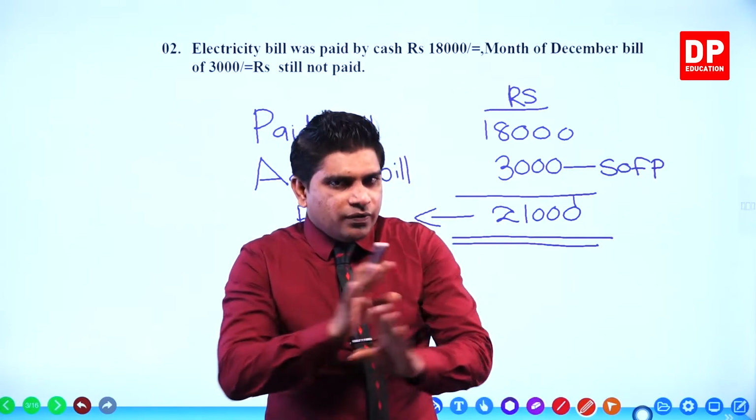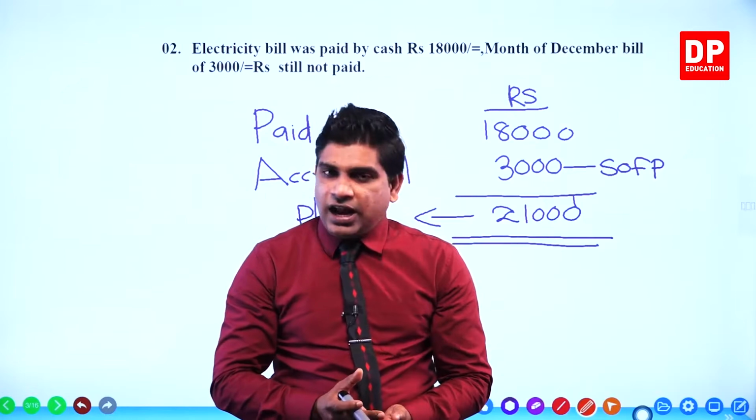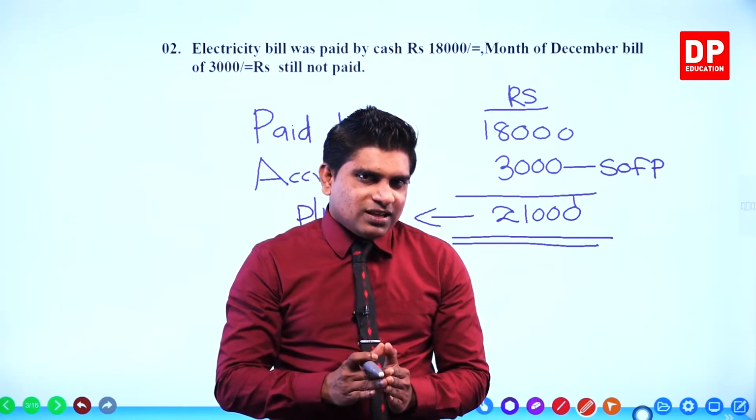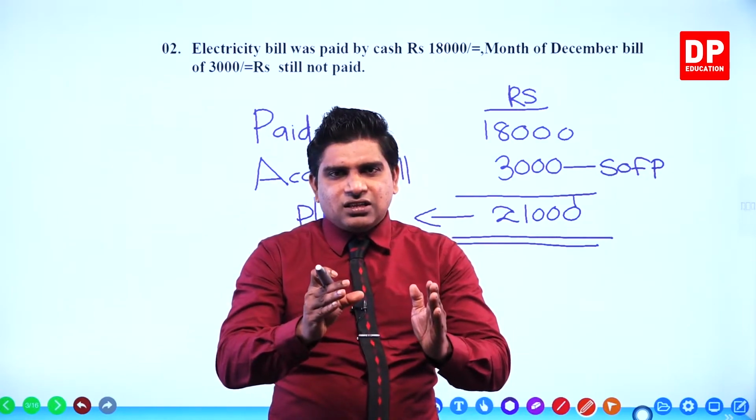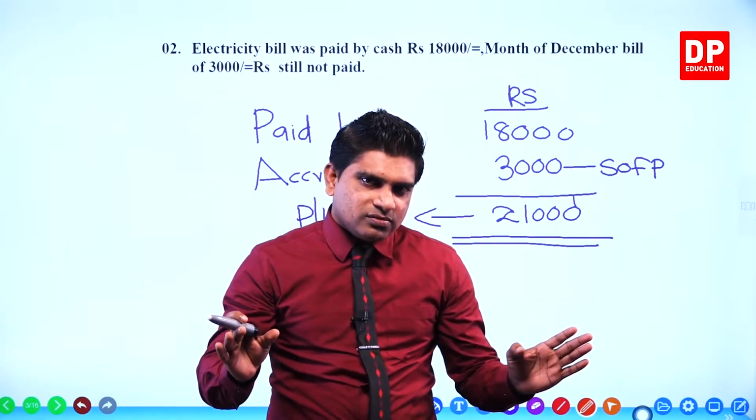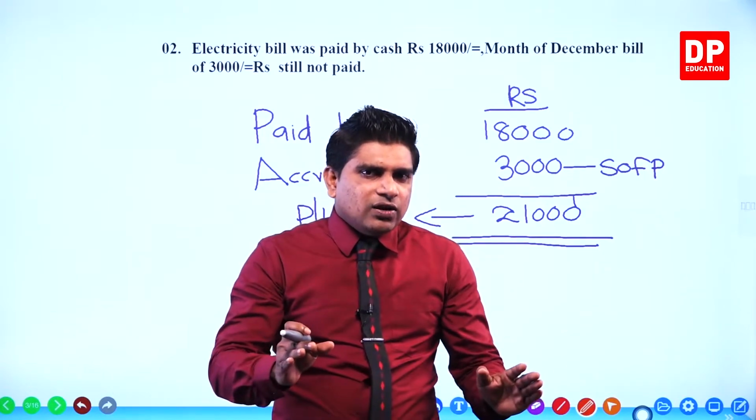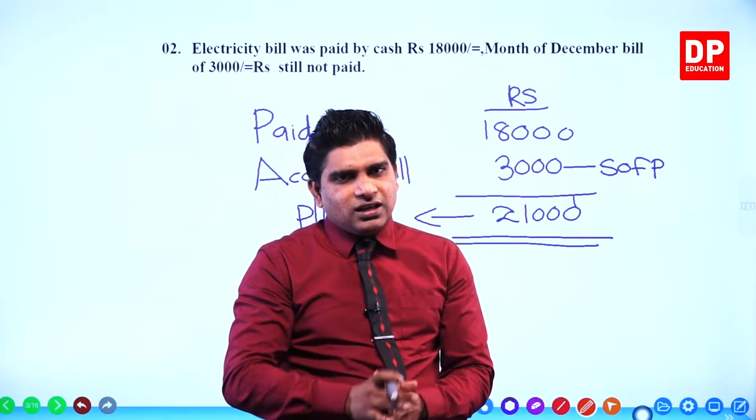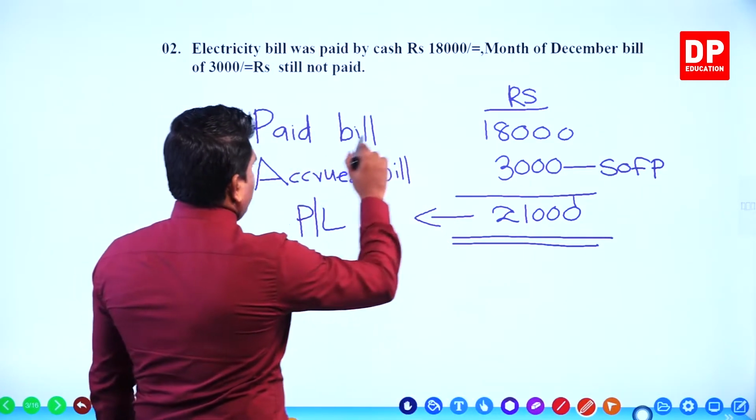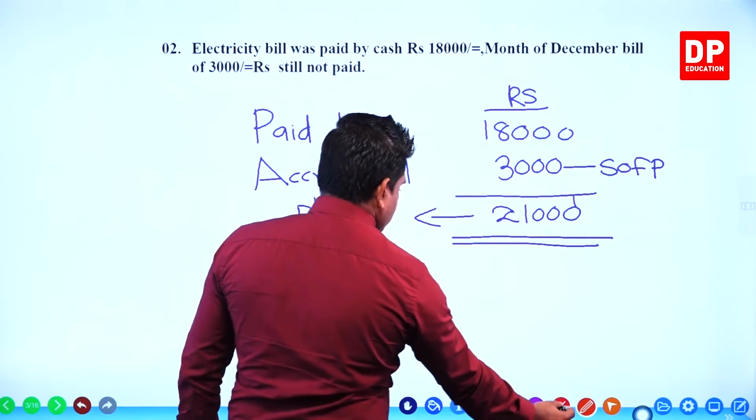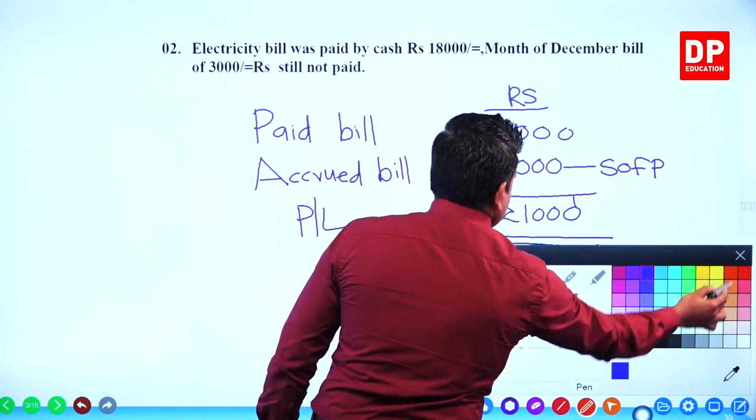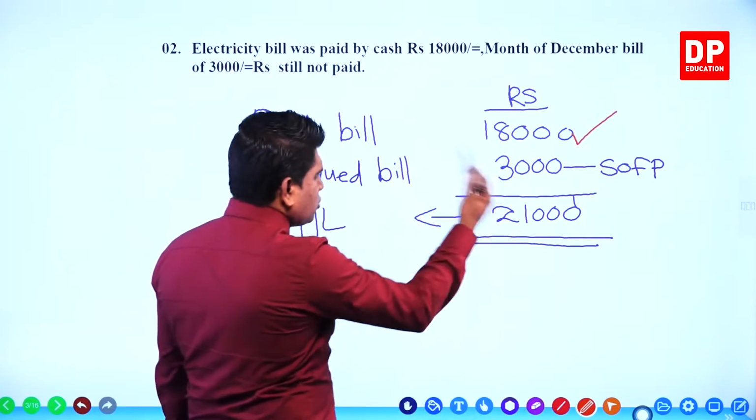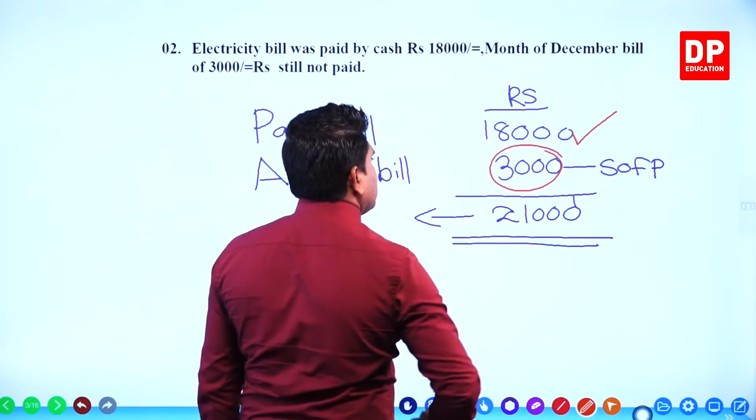When I did everything in the first one, it was difficult for you to understand. That's why I made a little change now. In the first one, I just did the calculations. Now, I did the calculation and I break them down into where each goes, right? Paid bill 18,000, okay? Can you see? This is the paid amount, right? Accrued bill, how much? The to be paid 3,000, right?